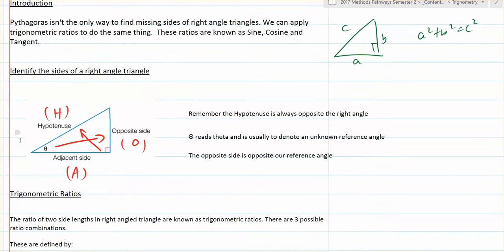The first thing for trigonometry is to know how to label the sides. With respect to an angle, the opposite side is opposite the angle. So this will be my O side. My hypotenuse side is opposite the right angle. That's my H side, and the leftover side is the adjacent side. So you need to learn how to label the lengths of the triangle.